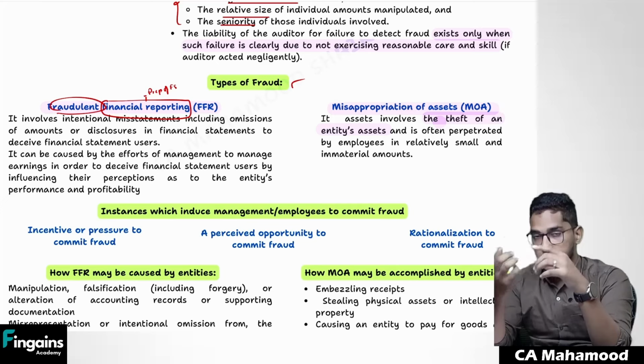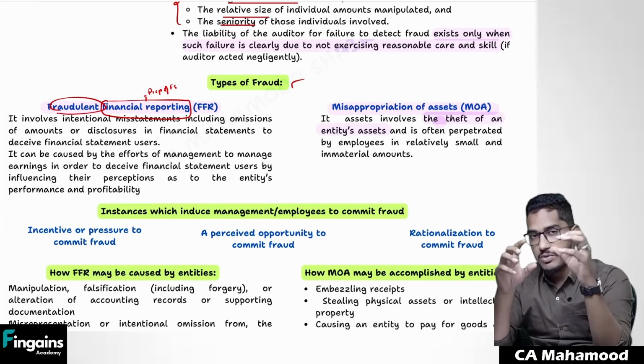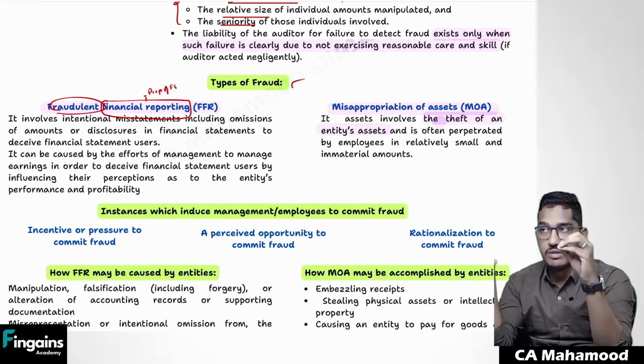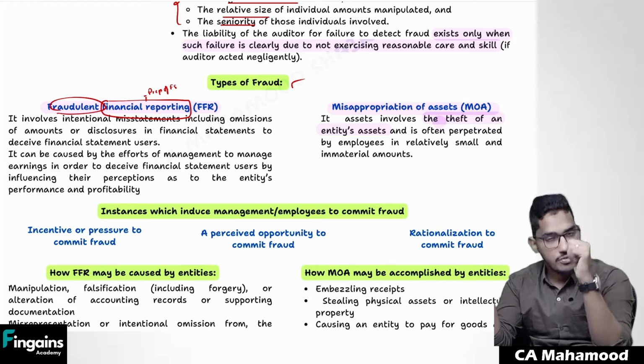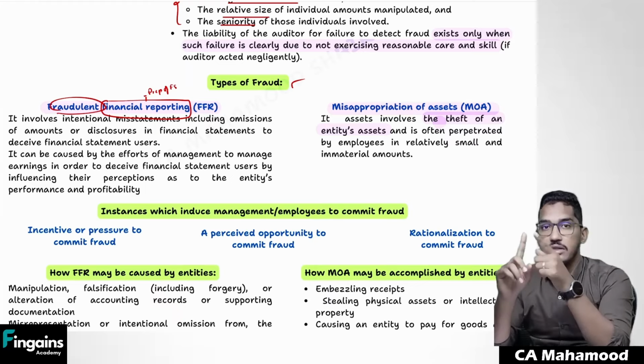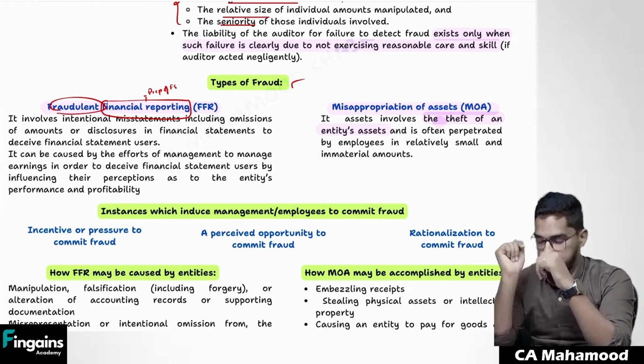So you tell me, which one is more difficult to detect between fraud and error? Fraud is more difficult to detect. In fraud also, between misappropriation of assets and fraudulent financial reporting, which one is more difficult to detect? Fraudulent financial reporting. Logic behind it, the top level management is involved in it.